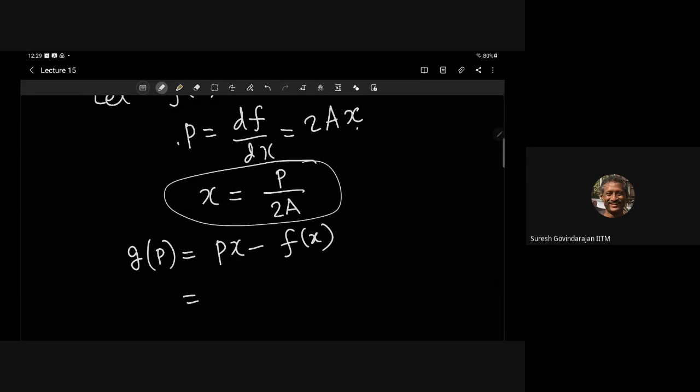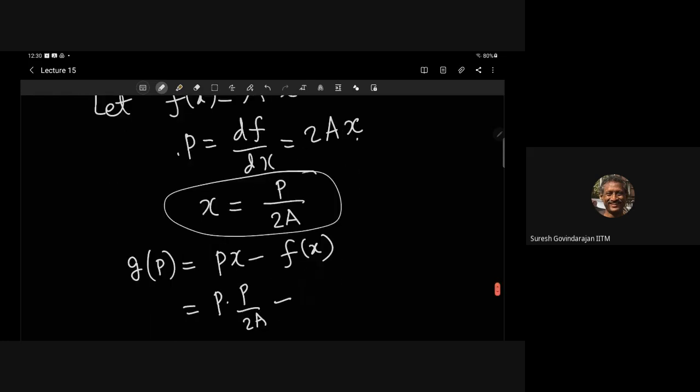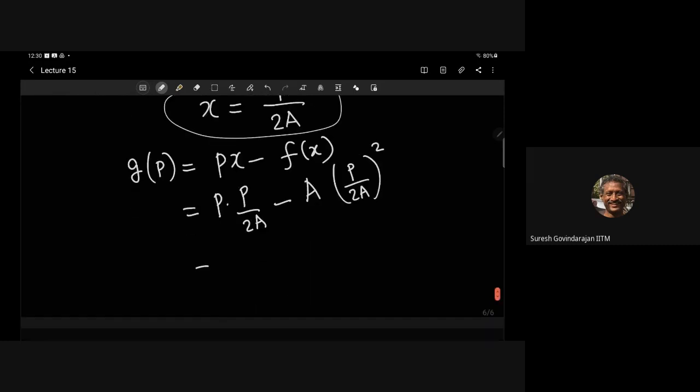So this will become P times x, which is P by 2a, minus f of x, which again is a x squared, right? So it's a into P by 2a whole squared, right? So this is equal to, if you look carefully, just P squared upon 4a.